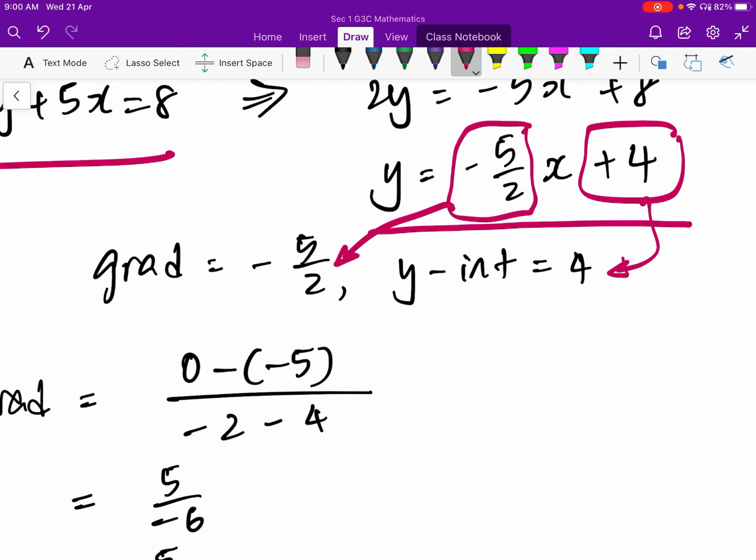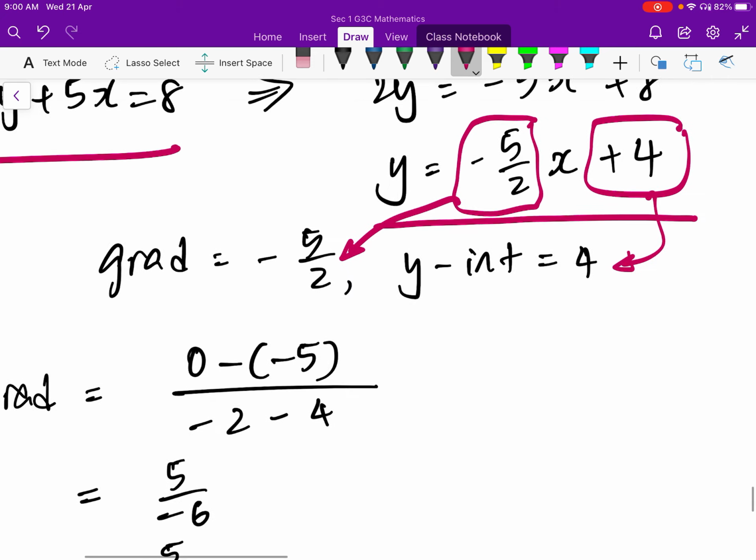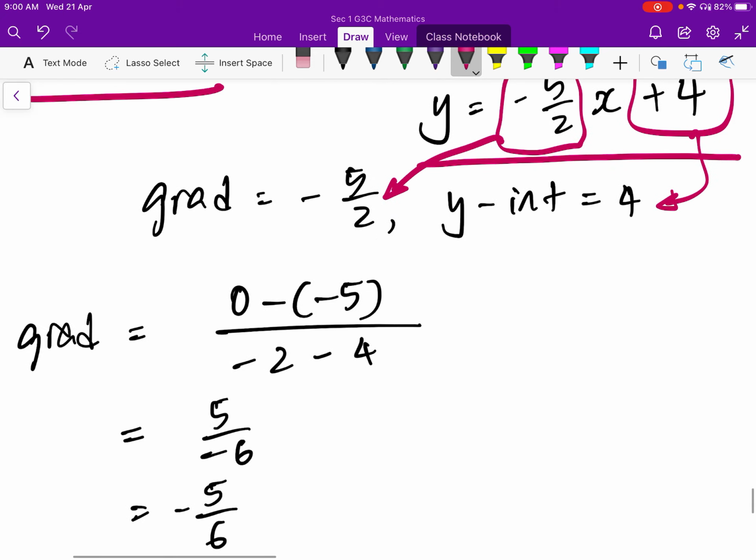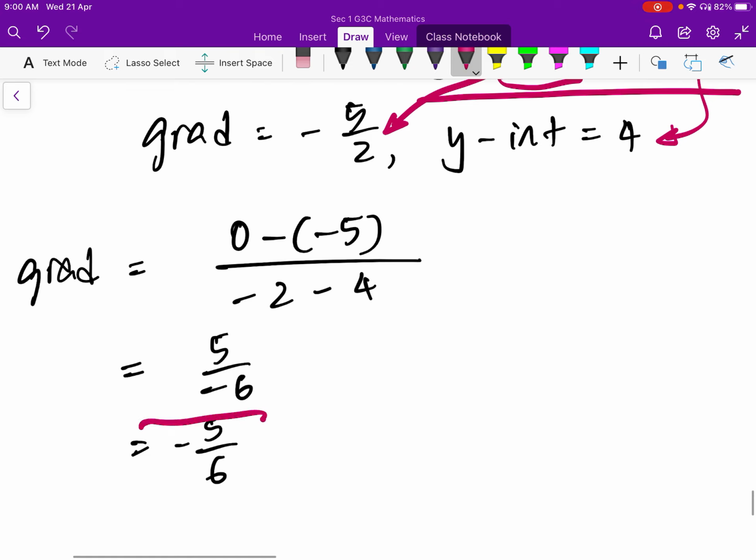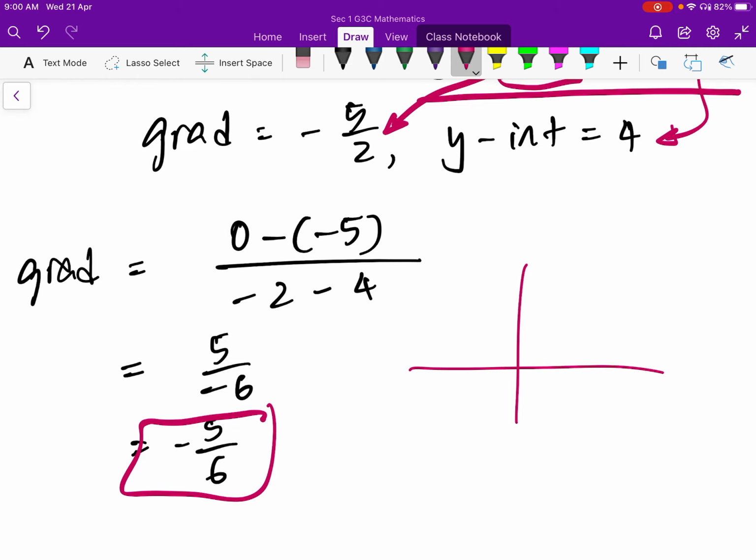Okay, then for question 2, find the gradient of a line. When you're given two sets of coordinates, gradient, you can do it as rise over run, y2 minus y1 over x2 minus x1. Either way, you will end up with negative 5 over 6. You can plot it out on the x and y axis to have a better idea of where it is. This is our point A, negative 2, 0, and our point B, 4, negative 5.